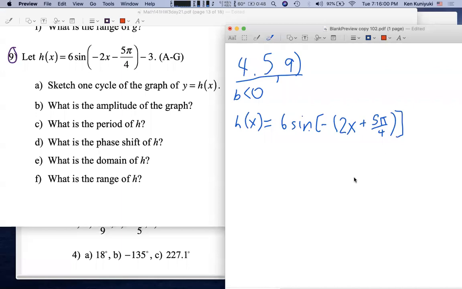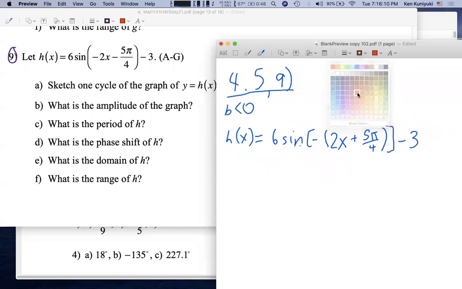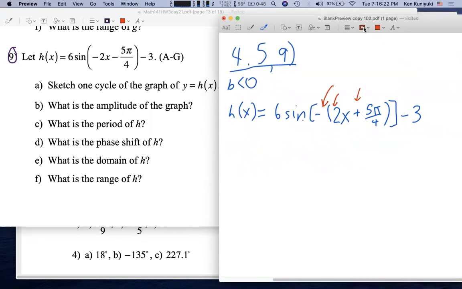All right. So 6 sine of the opposite of 2x plus 5 pi over 4 minus 3. One of the things we're doing here is factoring out a -1 factor. So that goes to positive, that goes to plus. Questions so far? Let me know if there are any questions. And also, is this tablet working okay for you? Again, grateful for this thing.